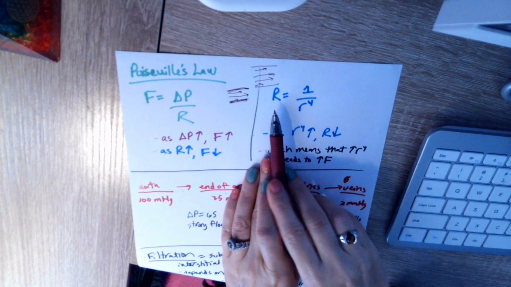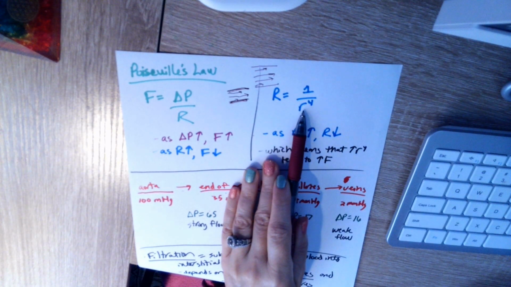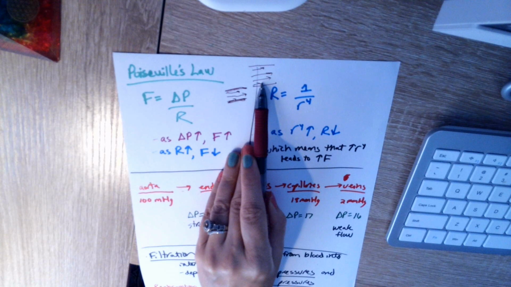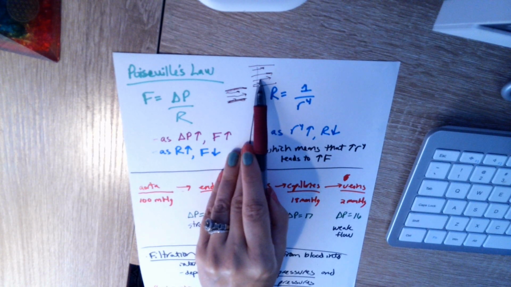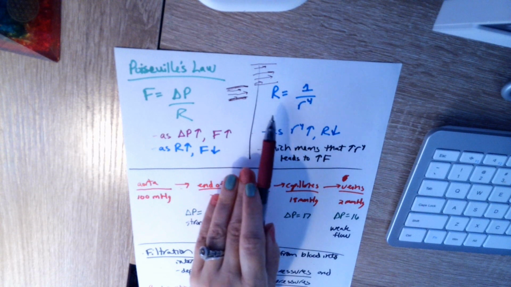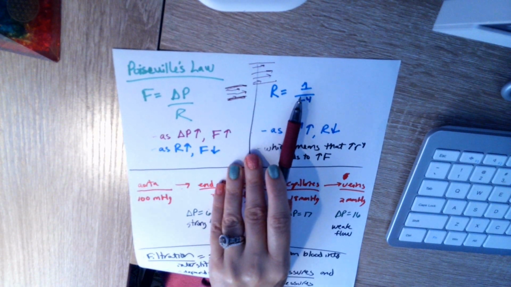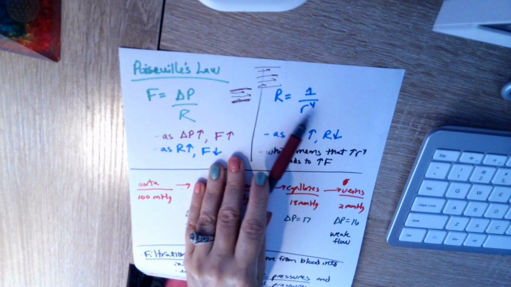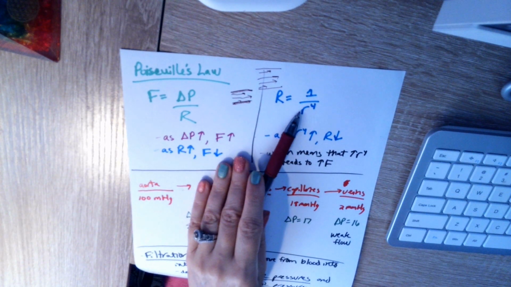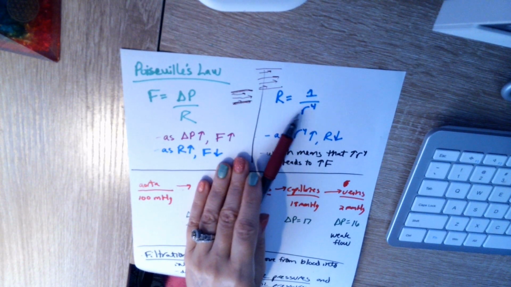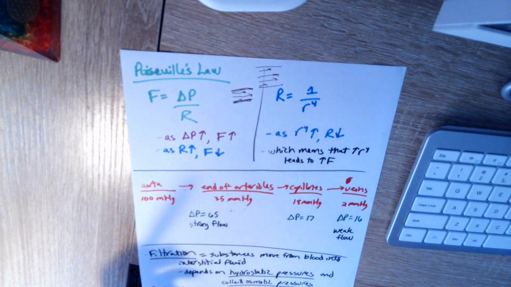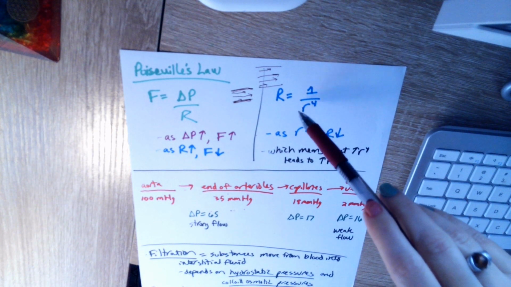So if we take resistance, we can think of resistance as it relates to the radius. And if you remember in geometry class, the radius is half the diameter of a circle, which is essentially the blood vessel here. So resistance is proportional to 1 over radius to the 4th. So it's inversely proportional to radius. The wider the vessel, the lower the resistance, which is what we just said. The smaller the vessel, the less radius we have, the more resistance we have.